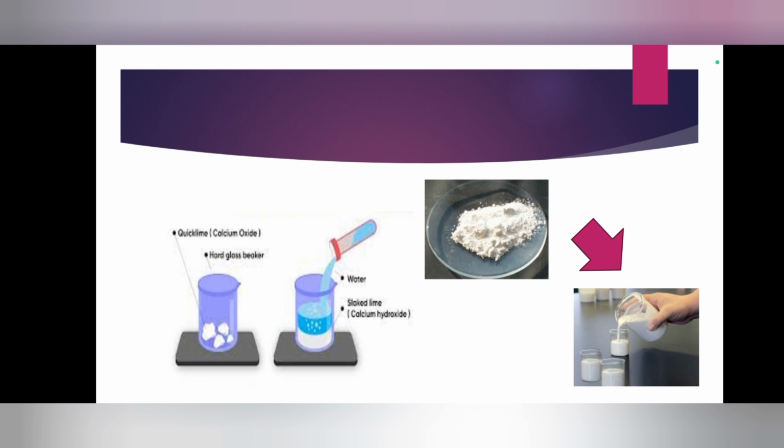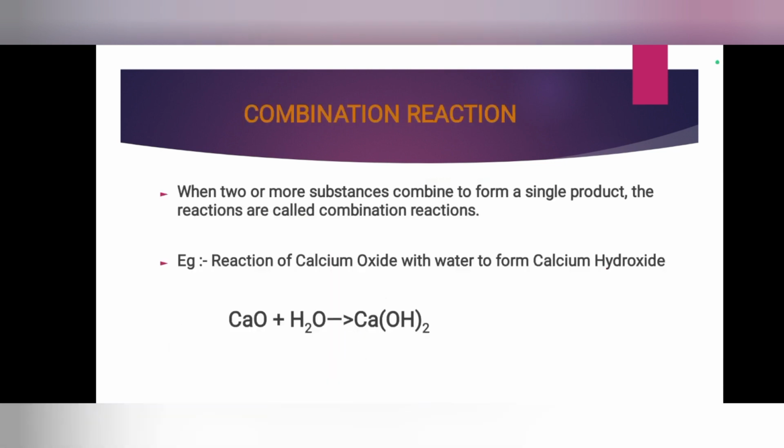So, quicklime dissolves in water to form calcium hydroxide, that is slaked lime. This quicklime is chemically calcium oxide. Calcium oxide dissolves in water to form calcium hydroxide. In this example, you can see two reactants combine together to form a single product. The product, calcium hydroxide, is the result of the combination of two different substances.